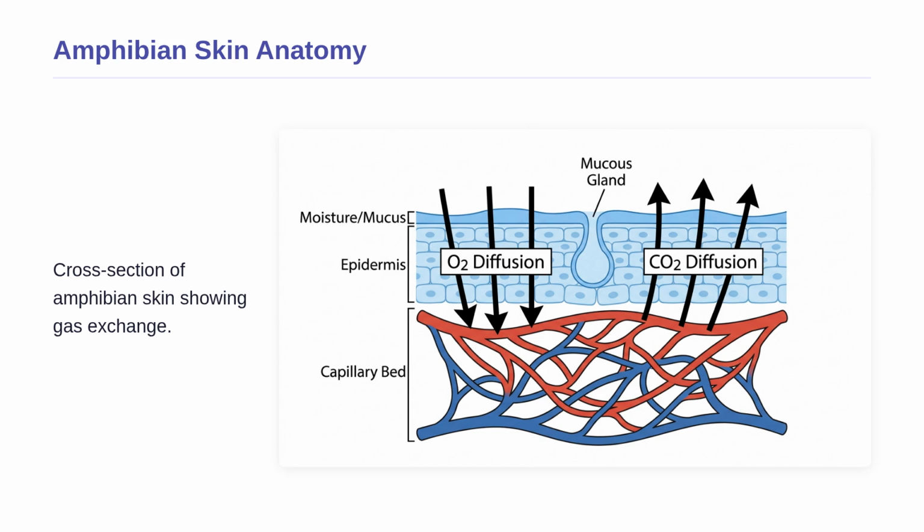Just below the epidermis, you can see the dense capillary bed, shown as a network of red and blue tubes. The black arrows illustrate the physical process we just calculated: oxygen diffusing down into the blood and carbon dioxide diffusing out into the air. This diagram perfectly captures how the skin acts as a living, breathing sponge for small amphibians.